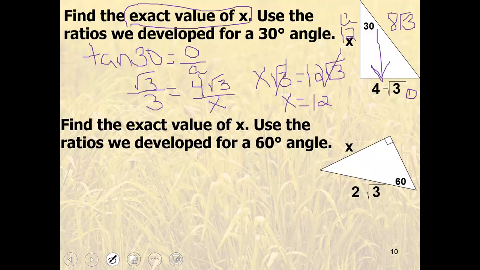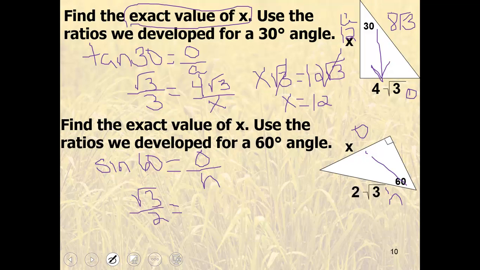Next one. I think this might be the last one. All right. Here we go. I have opposite over a hypotenuse. Oh, that's a sine again. So we have the sine of 60 equals the opposite over the hypotenuse. Sine of 60 is square root of 3 over 2.